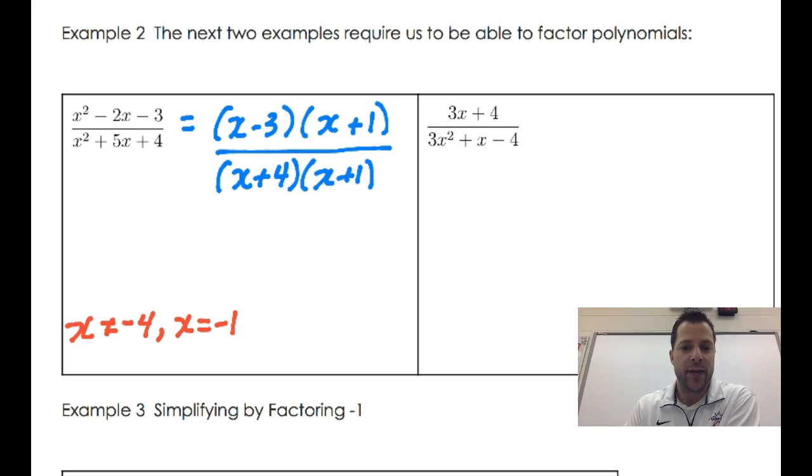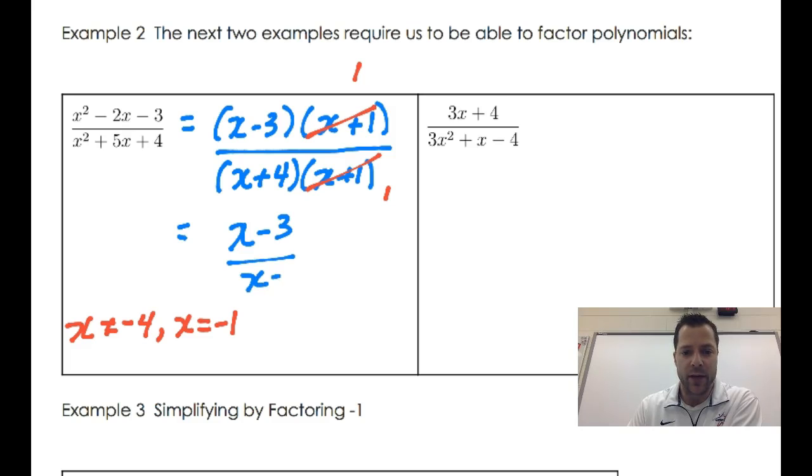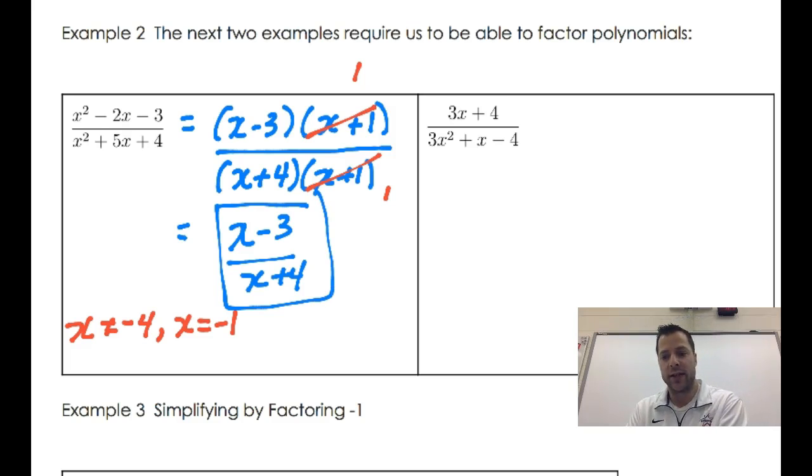And notice we have now x plus 1 here, that's going to go to 1, and x plus 1 is going to go to 1. They have that in common, so they factor out and we can simplify them. So our final answer is going to be x minus 3 over x plus 4. Okay, and we have those restrictions listed. Always list the restrictions with your answer.